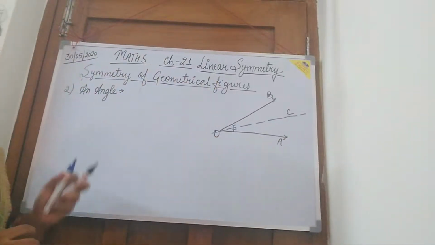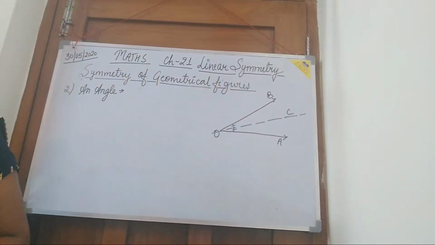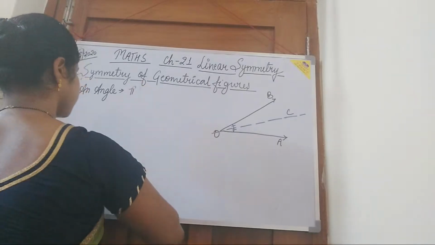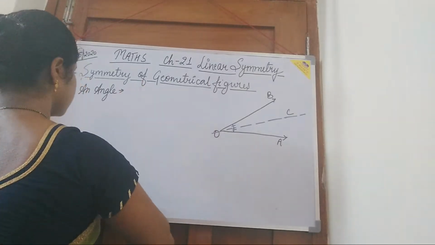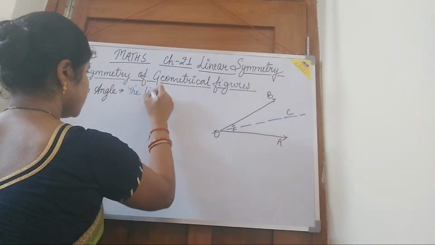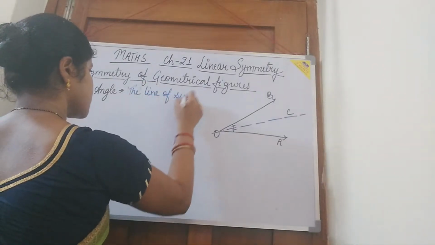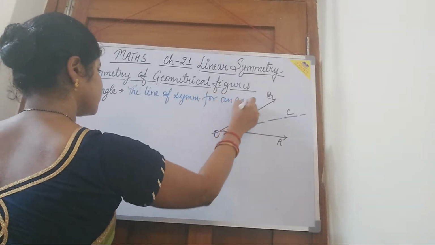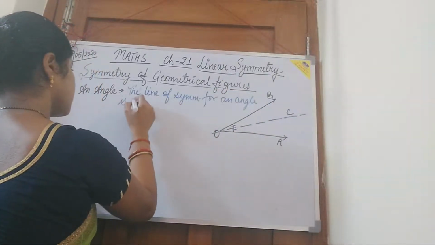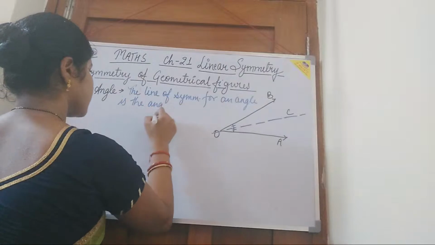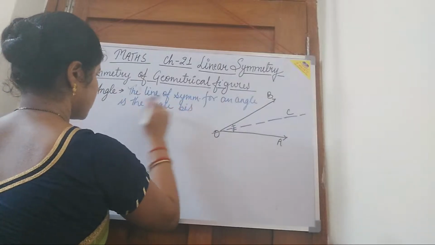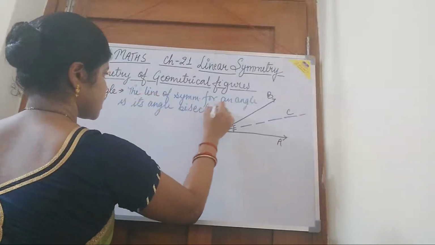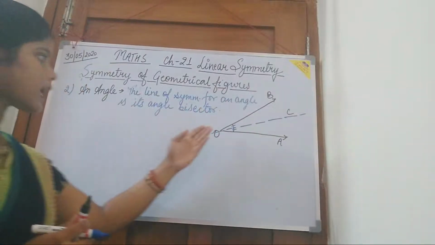So here, for an angle, the line of symmetry for an angle is its angle bisector. So the line of symmetry for an angle is its angle bisector.